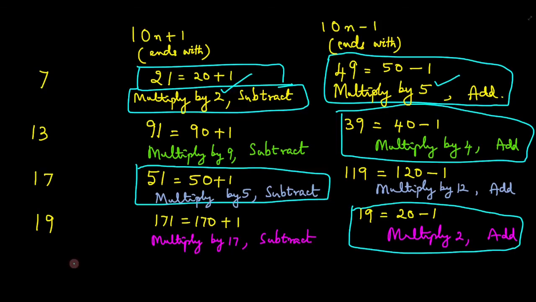In this way, we can prepare divisibility rules for all other numbers except 2, 5 and their multiples.